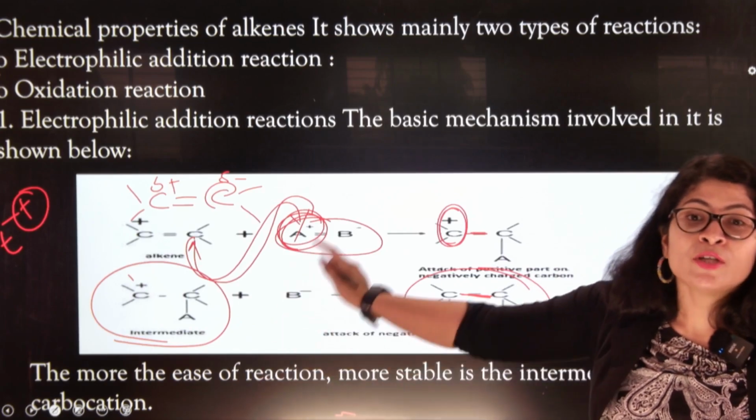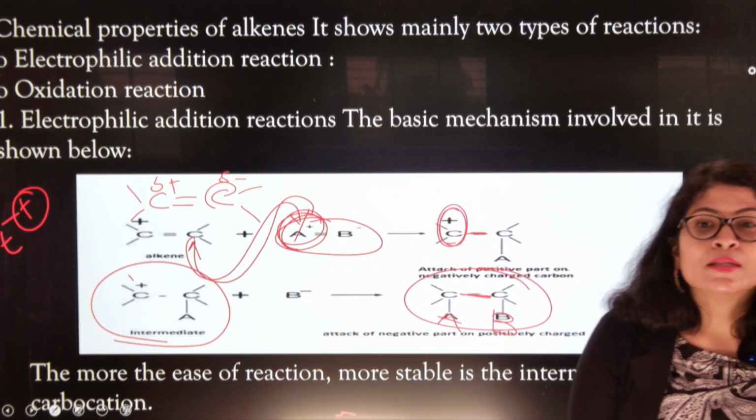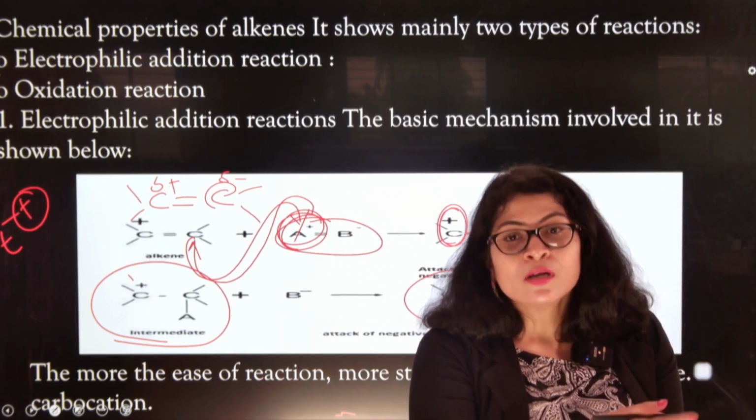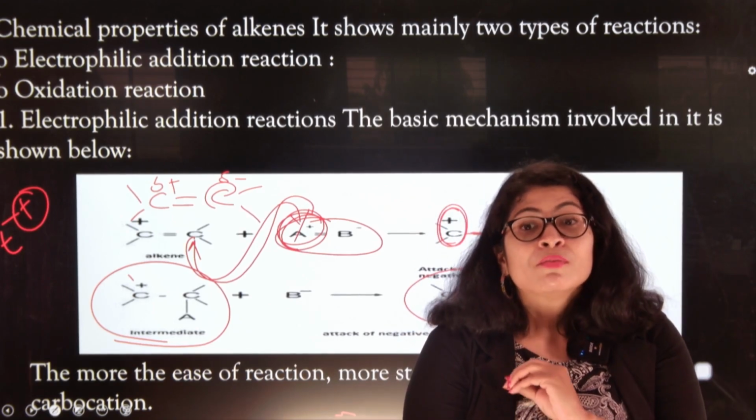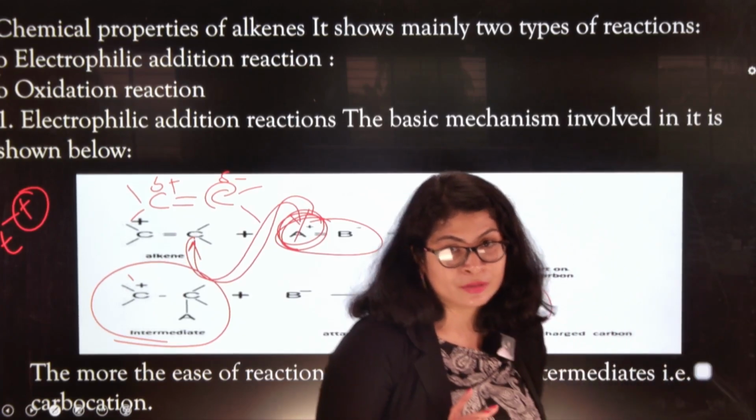So, if there is generation of a 3-degree carbocation, then it will be highly reactive in this reaction, followed by 2 degree and lastly 1 degree. The 1-degree primary one will be the least reactive in this kind of reaction. Okay.